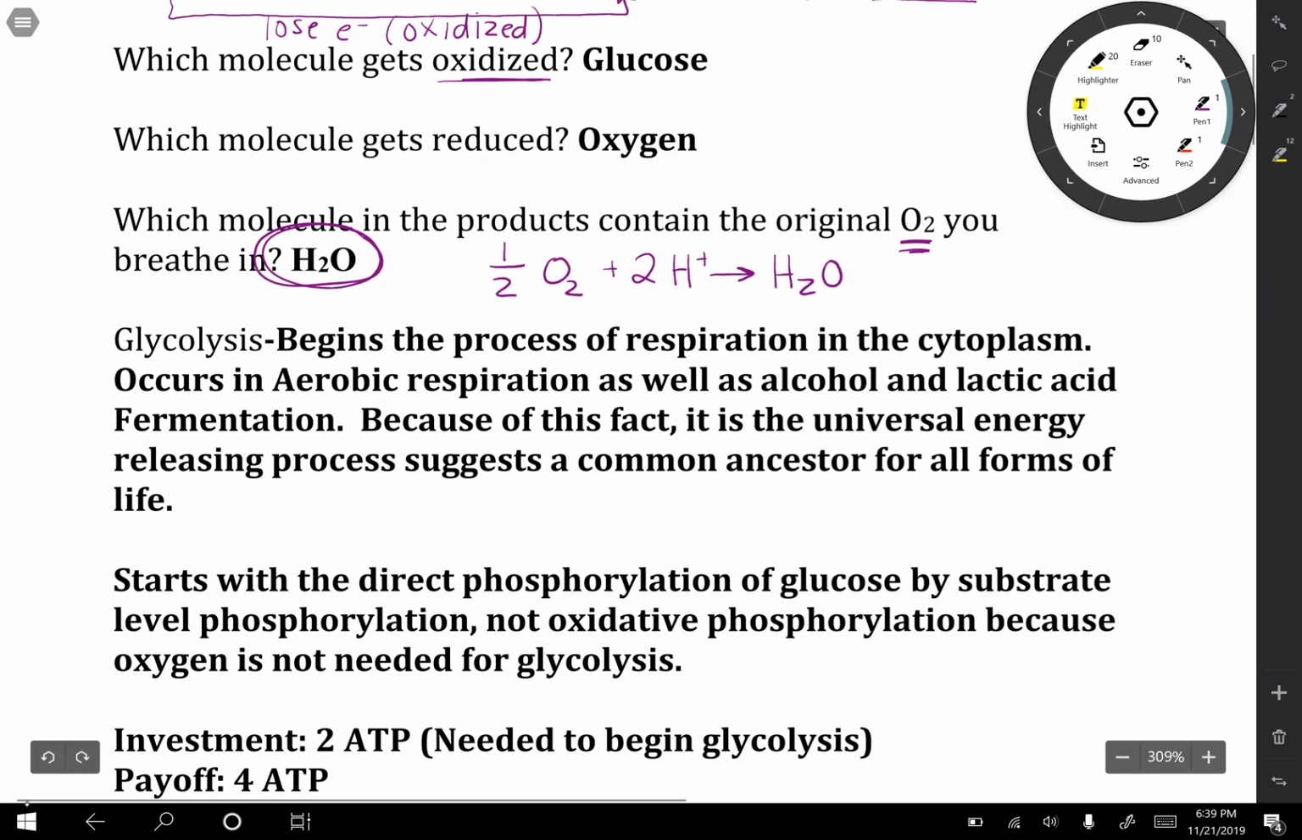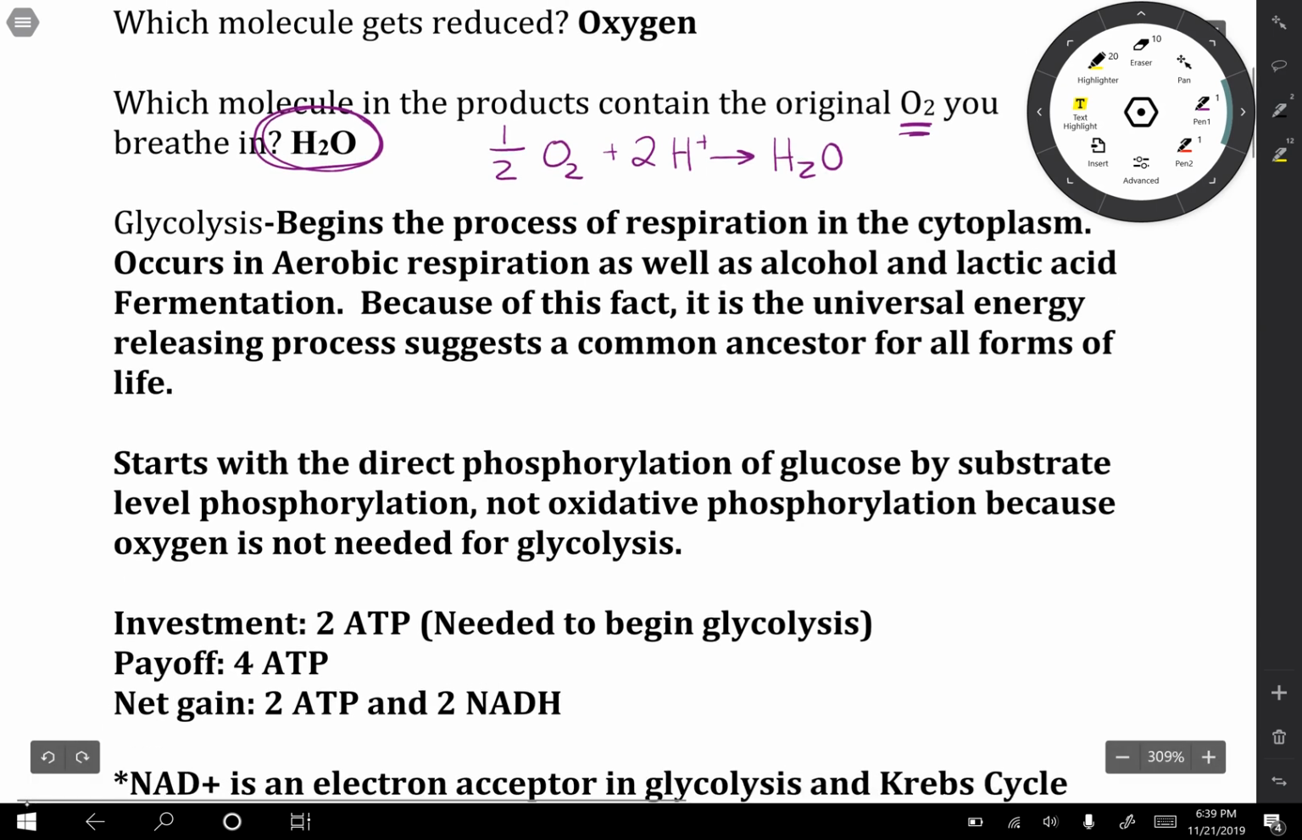Well, the party all starts with glycolysis. Now, glycolysis is glyc, which would be kind of short for glucose. Lysis means to break. And it is the process of respiration that happens in the cytoplasm. Now, this is important because it is going to be known as an anaerobic process because it does not require oxygen. Well, we breathe oxygen and we do glycolysis. And anaerobic molecules can also do glycolysis.